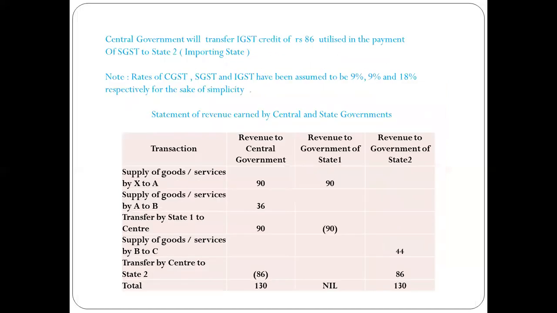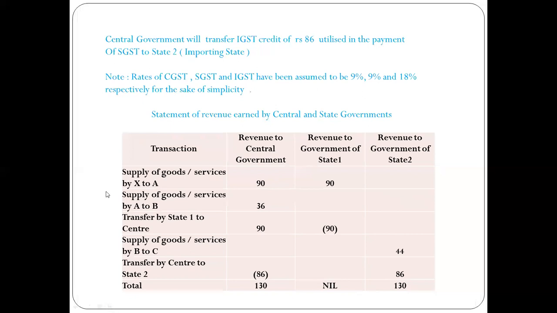Now the central government will transfer IGST credit of rupees 86 utilized in the payment of SGST to state 2, that is the importing state. State 2 is the importing state. Rates of CGST, SGST and IGST have been assumed to be 9%, 9% and 18% respectively for the sake of simplicity. Statement of revenue earned by the central and state government.